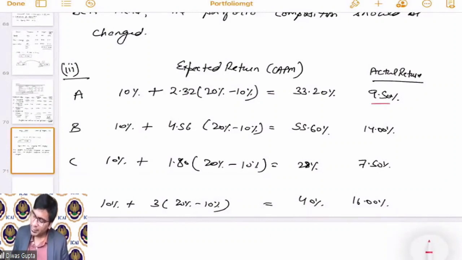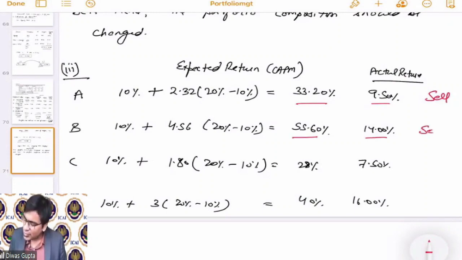Actual return is 9.5, expectation is 33.2. So if you expect to get 33.2, but actually you're getting 9.5, what will be your decision with that investment? It's very logical. You will sell it. You will not want that investment to be in your portfolio. Similarly, the return you're getting is 14, but your expectation is 55.6. So there is no point in purchasing or holding it. We will have to sell it. Similarly for this and similarly for this.